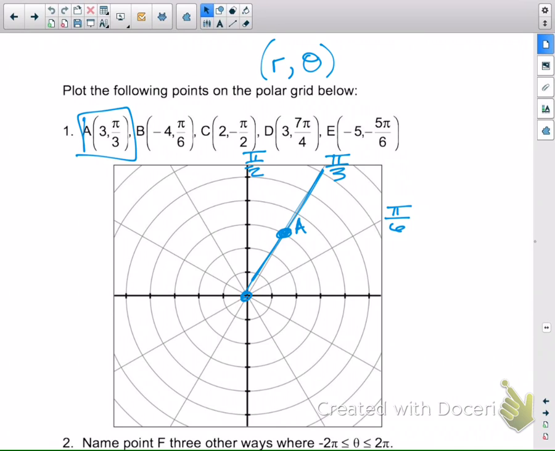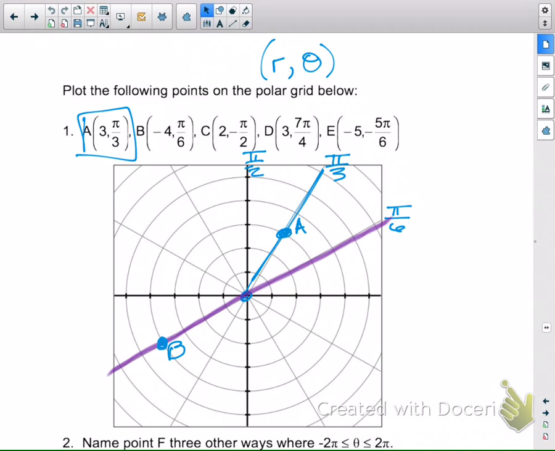So then B, the only difference between B and A is that my R in this one is what? Negative. So first I identify the angle. Where's pi over 6? It's this first one right here. But because my R is negative, that's why I have to think about pi over 6 being this entire line. Instead of going out positive 4 towards that pi over 6, I go backwards 4. So that means when I graph point B, I'm going along that same line, but going backwards 4, which will end up with point B being here.